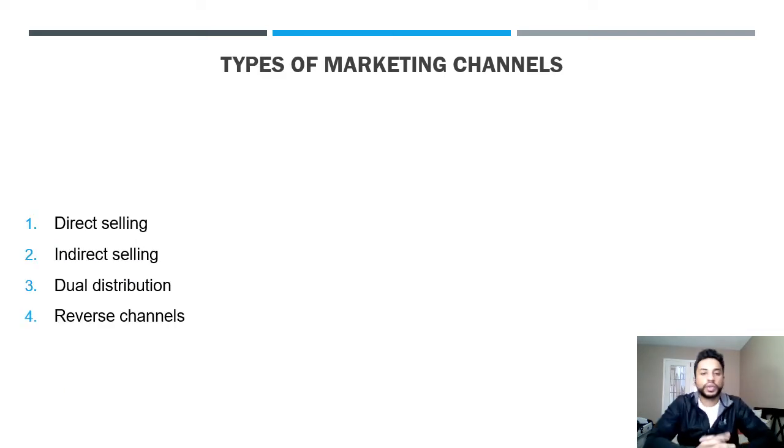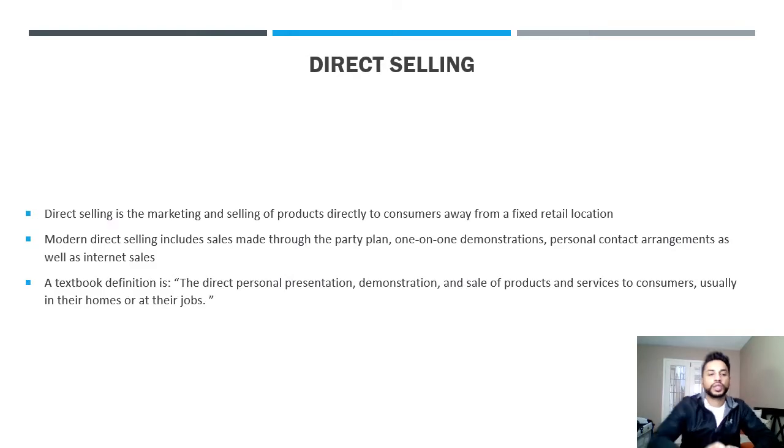So what are the types of marketing channels? As we said, there are different ways to get it to your customer. There are four types of marketing channels: direct selling, indirect selling, dual distribution, and reverse channels. So what's direct selling?